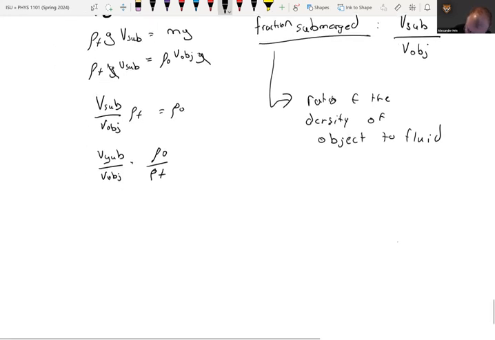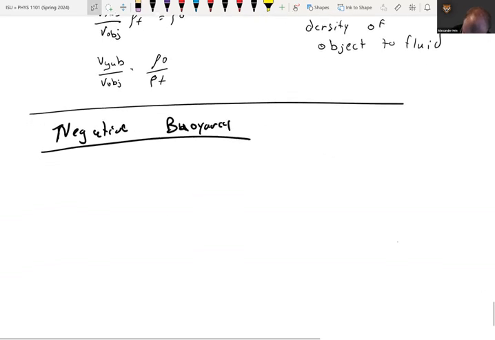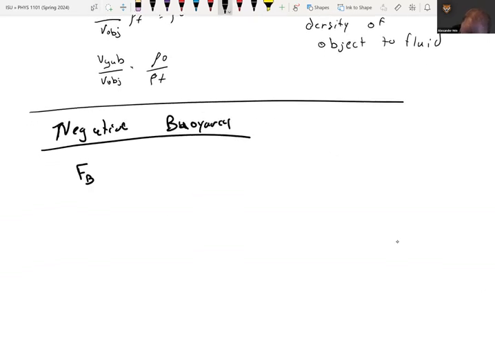Okay, so if the object sinks, so for negative buoyancy, the idea here is that the force of buoyancy is equal to the density of the fluid times g times the volume submerged. In this case, V submerged is equal just to the volume of the object, so we don't really need to worry about that. But now we know that the force of buoyancy is less than the force of gravity.